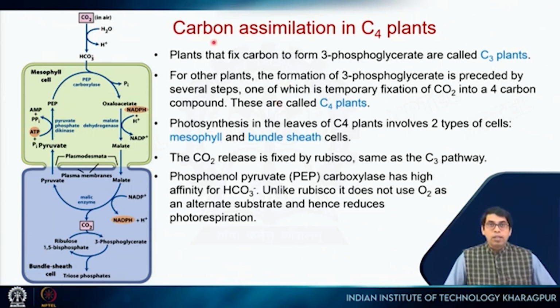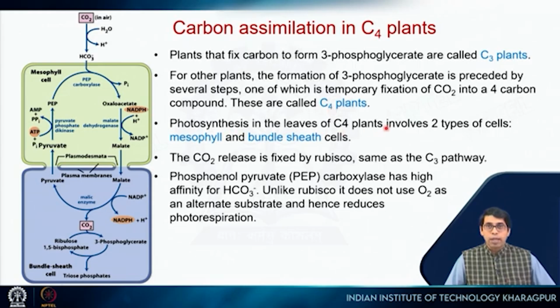So, one is carbon assimilation in C4 plants. So, plants that fix carbon to form 3-phosphoglycerate, as we have seen till now, these plants are called C3 plants. They are producing a 3 carbon molecule. There are other plants where the formation of this 3-phosphoglycerate is preceded by several steps, one of which is temporary fixation of carbon dioxide into a 4-carbon compound, right? So, they produce a 4-carbon compound, and these types of plants are called C4 plants.